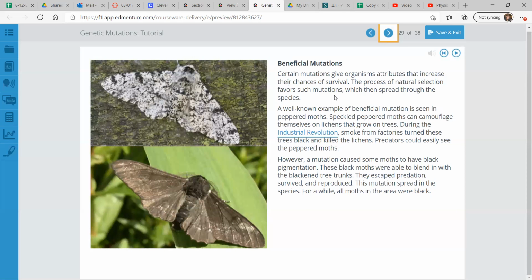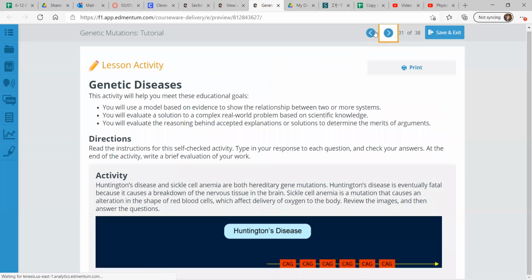During the Industrial Revolution, smoke from factories turned these trees black and killed the lichens. Predators could easily see the peppered moths. However, a mutation caused some moths to have black pigmentation. These black moths were able to blend in with the blackened tree trunks. They escaped predation, survived, and reproduced. This mutation spread in the species. For a while, all moths in the area were black.